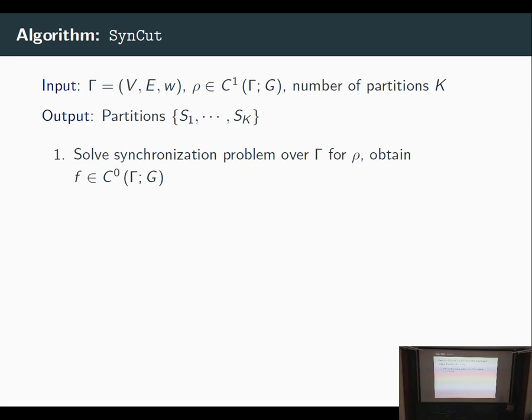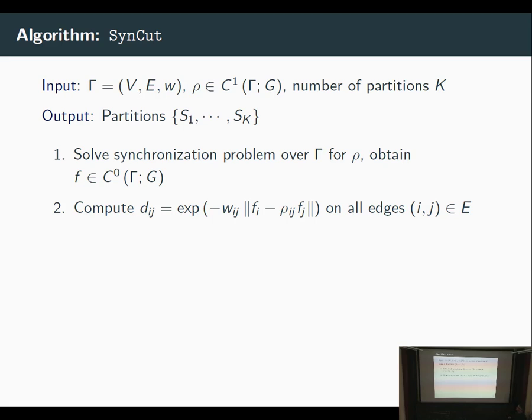Okay, so the algorithm that we have for this works as follows. Its input is a graph, an edge potential, and we provide a number of partitions. And the output is a set of partitions of our original set, over which the group acts in a synchronized way. So we initiate the algorithm by solving the synchronization problem for this particular row, and compute the correlation between points according to this formula. This is a kernel that comes from a particular norm given by how close our solution is to synchronization.